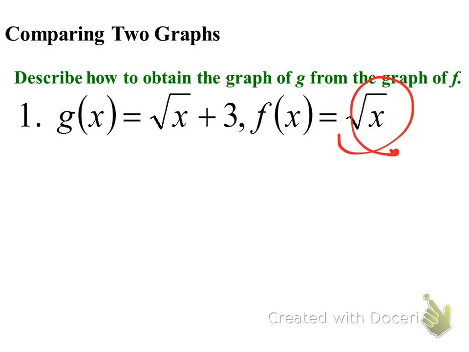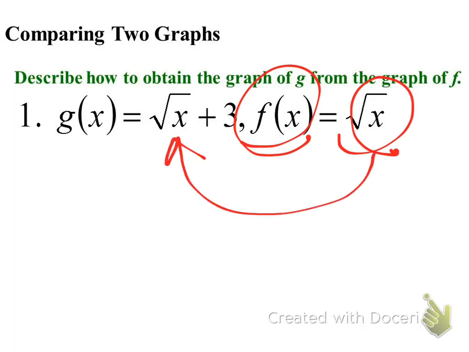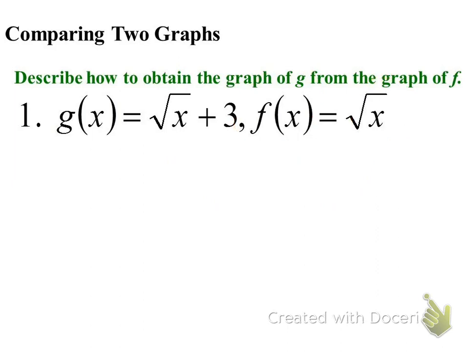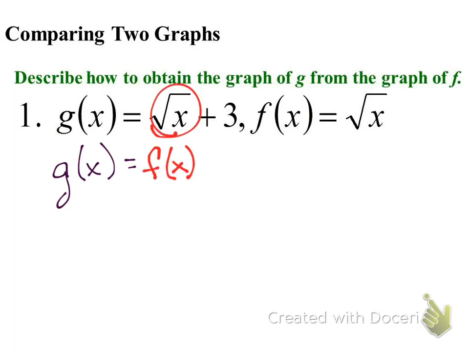Notice how f of x equals the square root of x. Notice how you see that in g's function. Here's what I'm getting at. I could rewrite g of x to be, instead of square root of x, I could say f of x, since f of x equals square root of x. And then go back to plus 3.